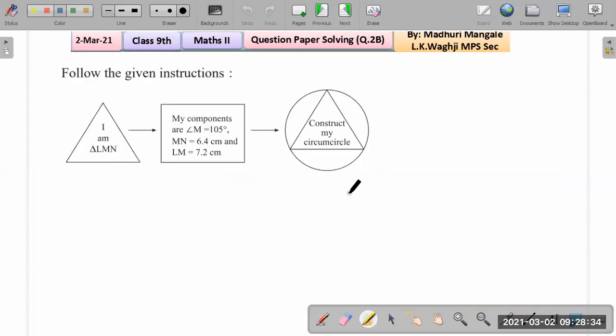This question is from the chapter circle. We are given: follow the given instructions. Okay, so this is question number.